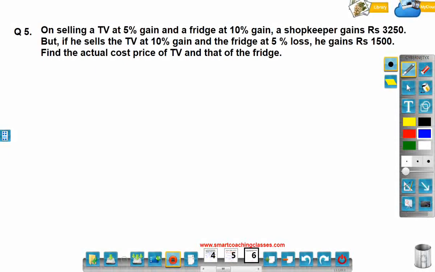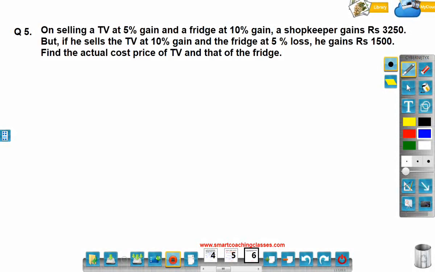Now this is a question of profit and loss. Just do it as I tell you and it will be very easy for you. On selling a TV at 5% gain and a fridge at 10% gain, the shopkeeper gains 3250. But if he sells the TV at 10% gain and the fridge at 5% loss, he still gains 1500. Find the actual cost of the TV and that of the fridge.